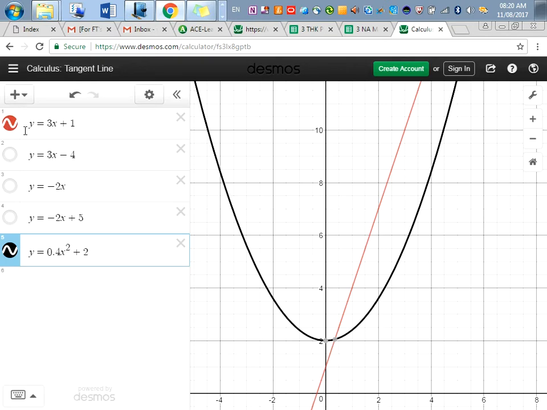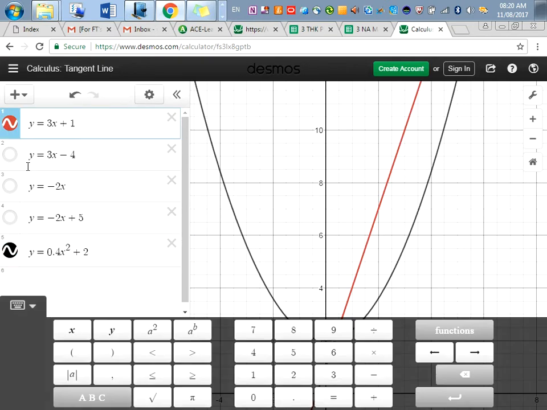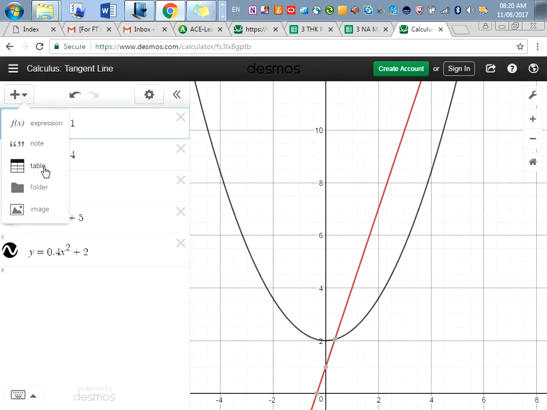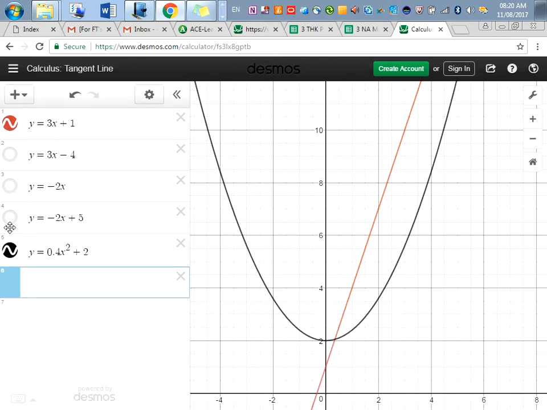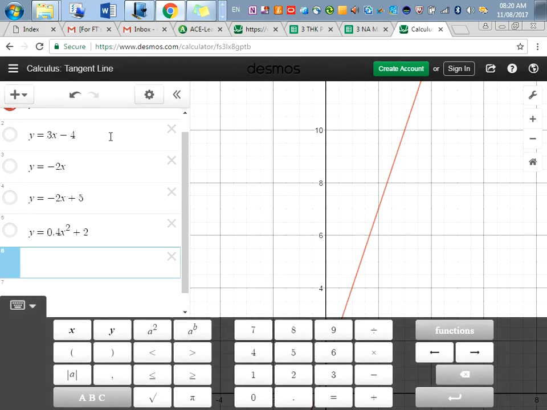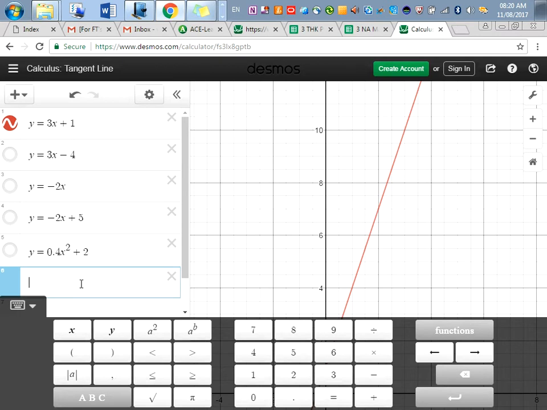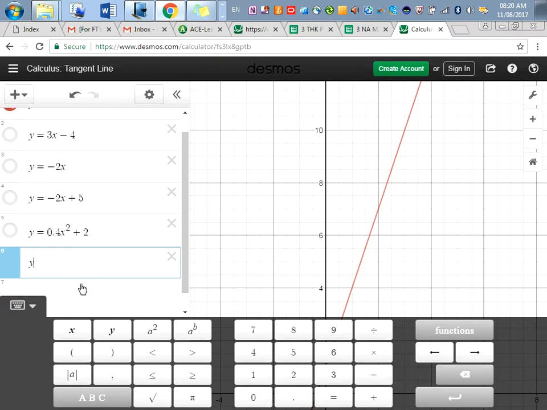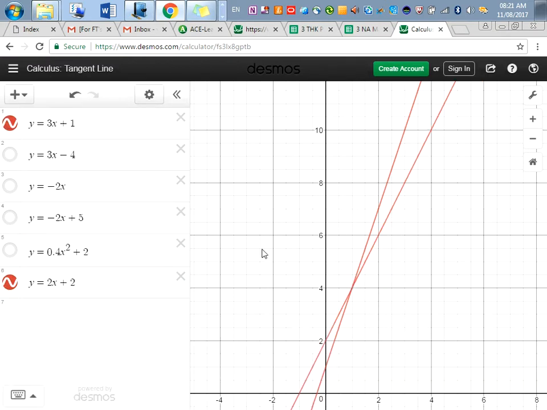Just like our straight lines, we can also compare y equals 3x plus 1. Let us compare with something with a smaller gradient, y equals 2x plus 3, for example. Okay, very unfortunate, same color, so the one.